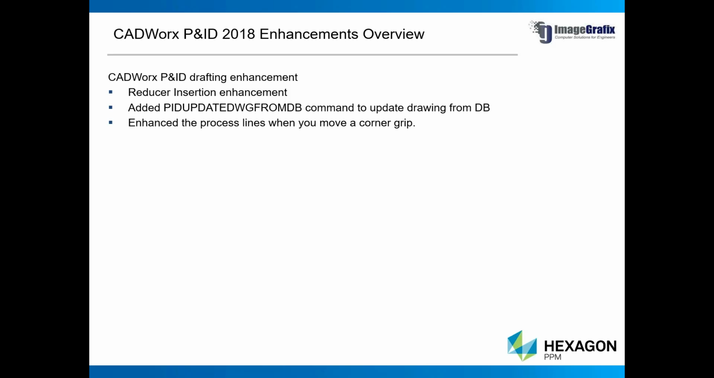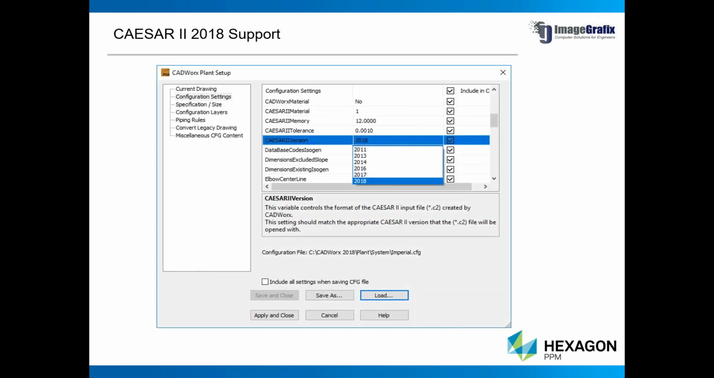So with this, I will take you through the things in detail, whatever we have seen. The first thing is CISA 2 2018 support is available. As usual, we go to the CADWorx plant setup dialog, where under the configuration settings you will find the CISA 2 supported versions. In that list, you can now see 2018 is also included. You can choose any of the versions you require and proceed further to take your CISA 2 out from here.